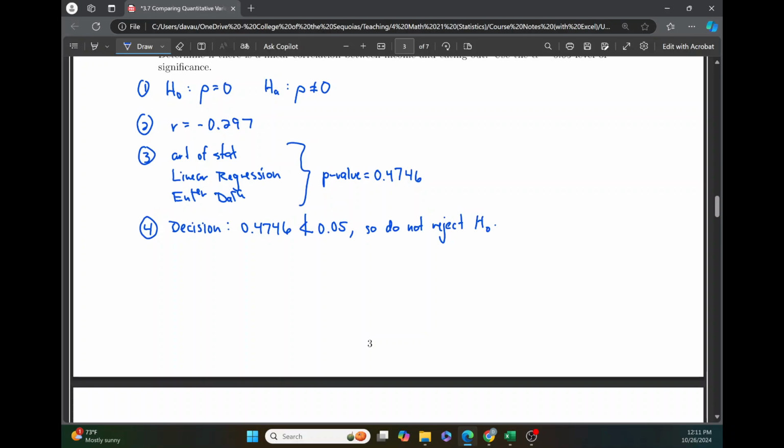In other words, if we assume that rho, the population correlation coefficient, is 0, then there's still like a 47% chance that we would get a sample correlation coefficient of negative 0.297. So that's just not unusual at all, right? That's a very high probability. And so we have no reason to suspect the null hypothesis. We're not going to reject it. And then we can write out our conclusion.